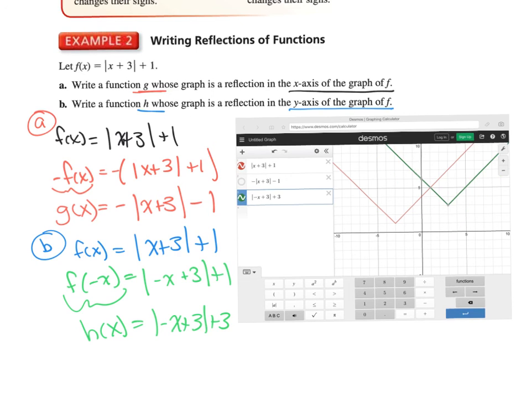Oh, plus 1, I messed that up. Hold on. That was 1. I don't know what I did there. And see, I caught my mistake because I graphed it. So now, is it a reflection over the y-axis? It absolutely is, and we can definitely see that.